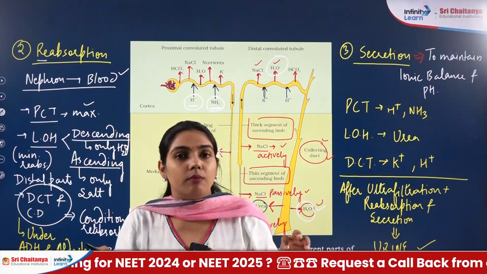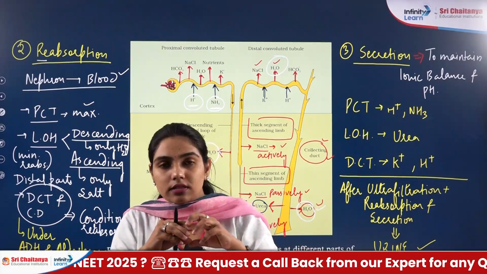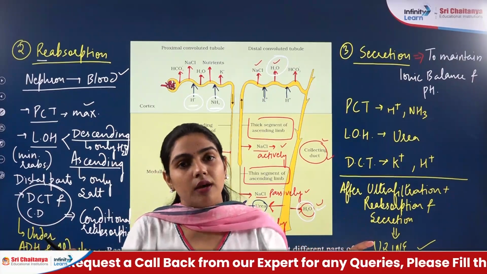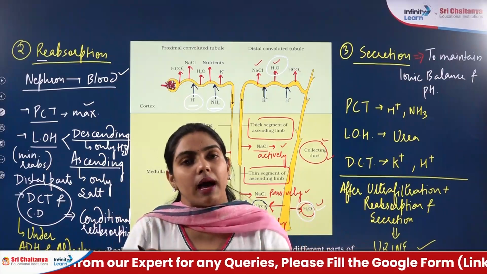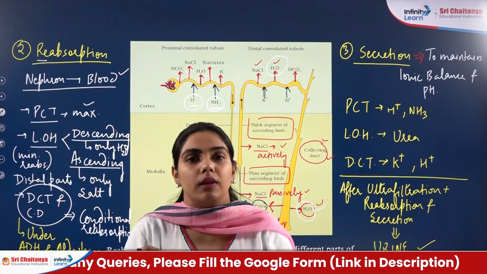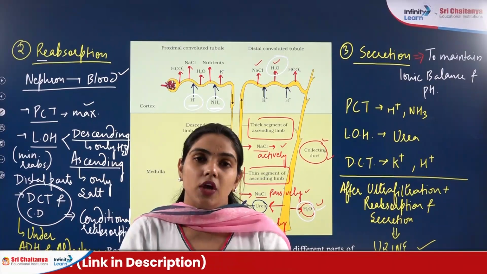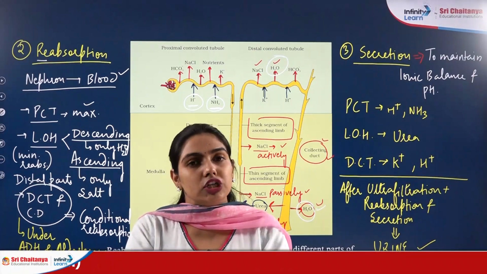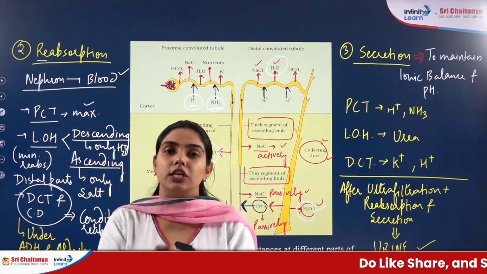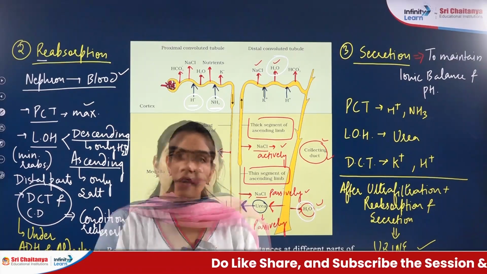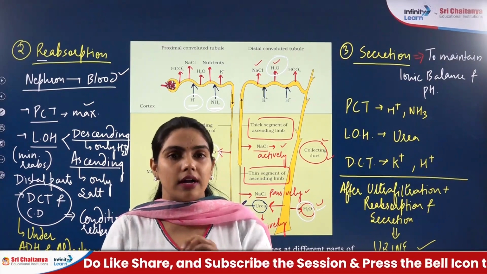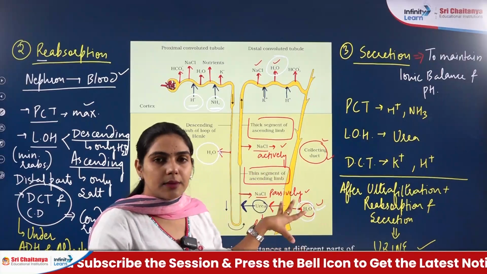And when the concentration of some ions is more in our blood, to maintain that ionic balance and to maintain the pH of our blood, we are secreting few things into the glomerular filtrate. So, once the ultrafiltration is done, reabsorption is done, secretion is done, urine is formed. Right, everyone? So, I hope you have understood all the steps.